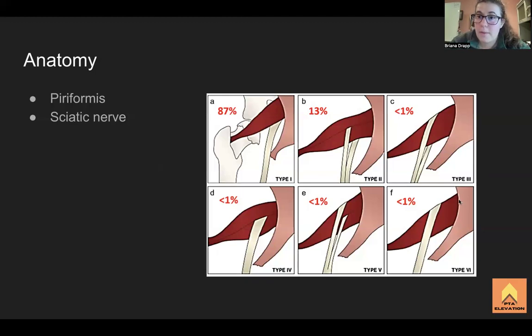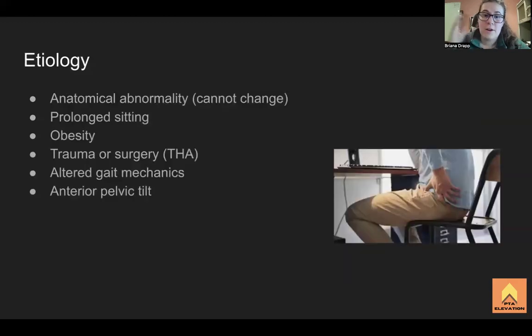So this is what's going on. The piriformis muscle itself and the anatomy of it could be causing the actual piriformis syndrome. So anatomy, that could be one reason why you end up getting our piriformis syndrome. Our second reason why, besides our anatomical abnormality, which you cannot change, it's just like, well, it is what it is. You got to deal with it that way.